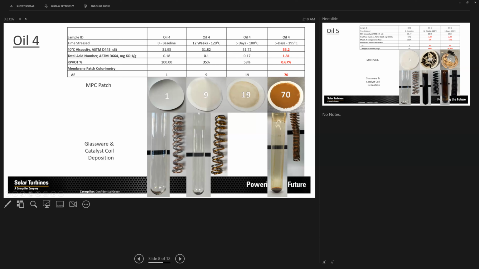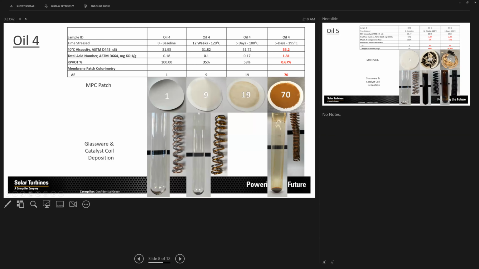An oil that has a normal TAN, even though it might be consuming the antioxidants at a good rate, it seems to me that those antioxidants are doing an excellent job at protecting the base oil from oxidation and varnish formation. At the 180 degrees Celsius test, this is where we see the MPC going up some. And again, at 195, this is where things get exciting.